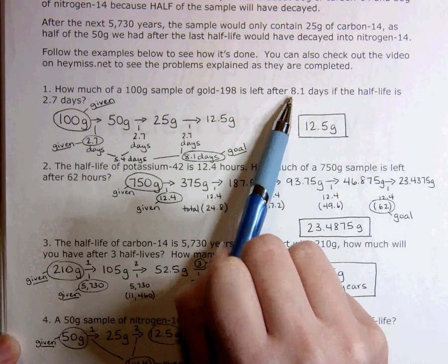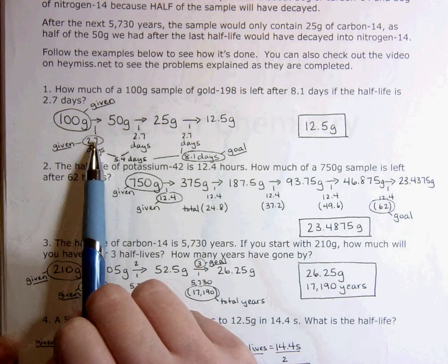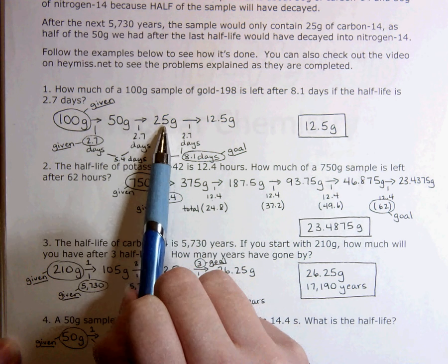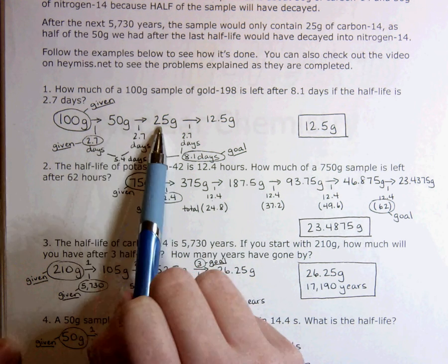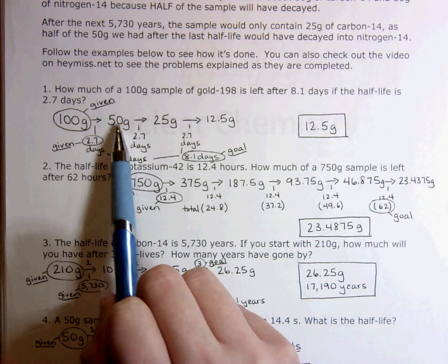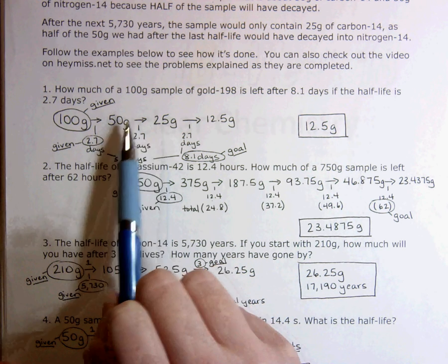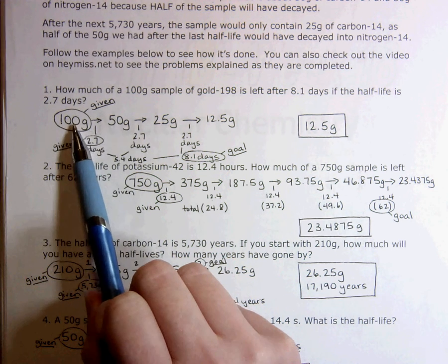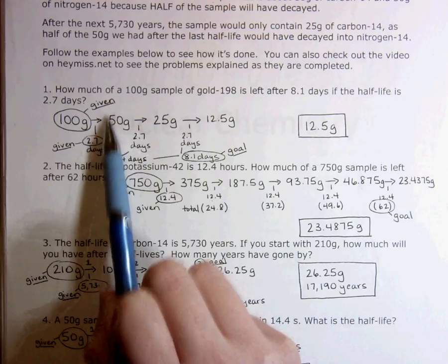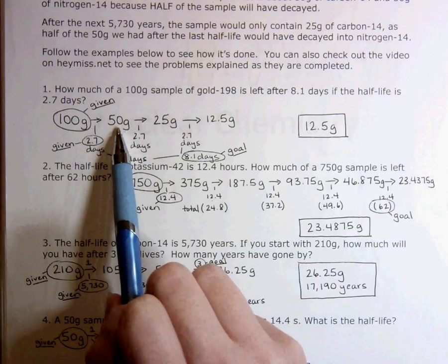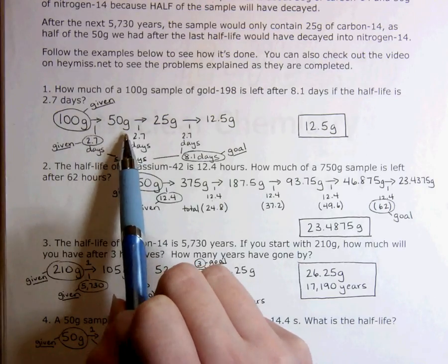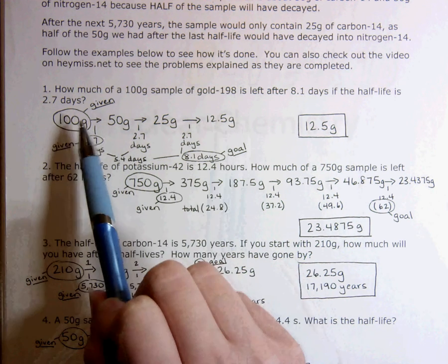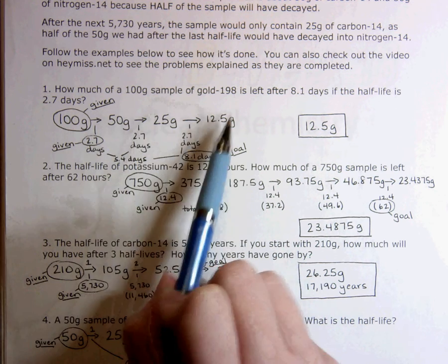Now, I'm not at 8.1 days, which is what I'm looking for. I'm still at 2.7 days. So I'm going to do this again and go from 50 to 25 grams. So from 50 to 25 grams, another half of it decayed. It's not that after a half-life this became half, and then after another half-life this half was gone. Every time it is a random coin flip for each of the atoms in a sample of whether or not they will have undergone that decay. So it is always half of half of half, and so on.